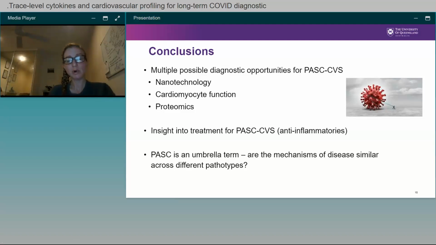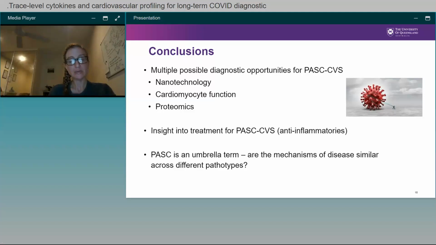And so what we propose is that we really have three options here for diagnostics. The first is the nanotechnology, looking for those trace level cytokines that we can see so clearly increased in our long COVID cohort. The second is using the CardioExcyte system and looking at cardiomyocyte function. And then the third is the proteomics.